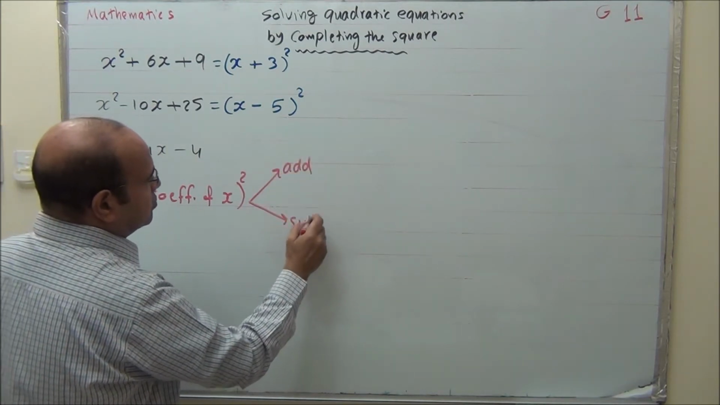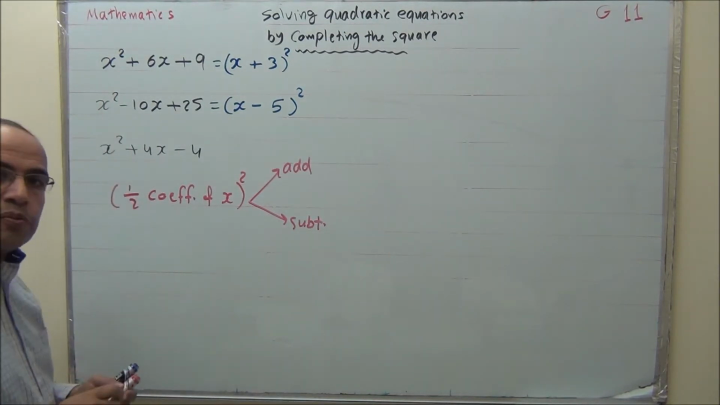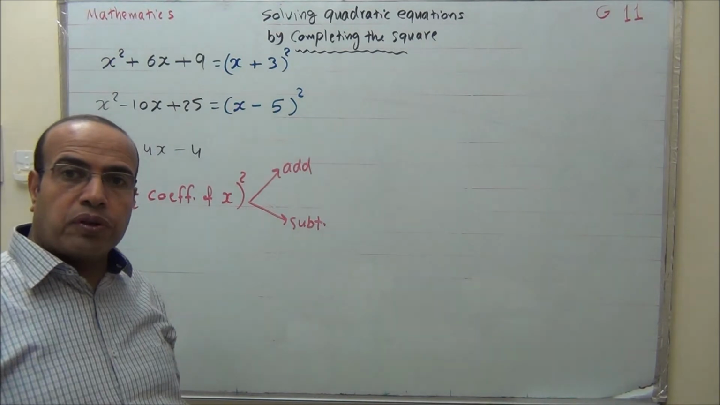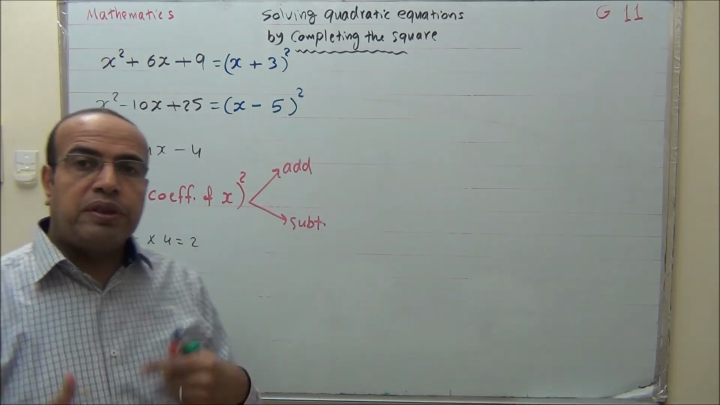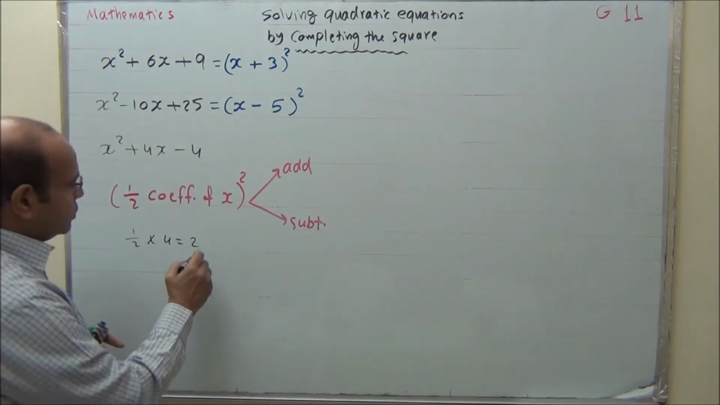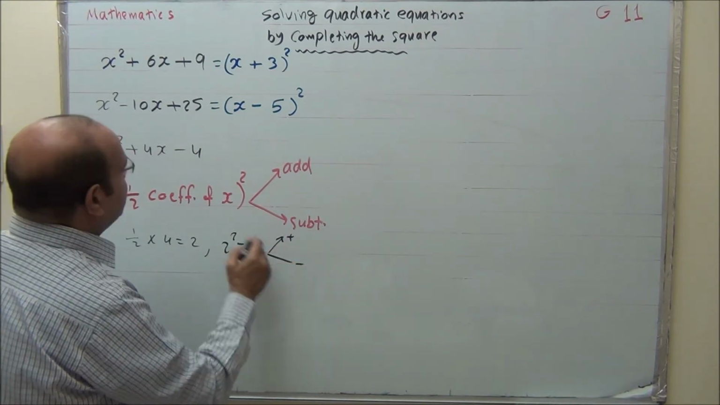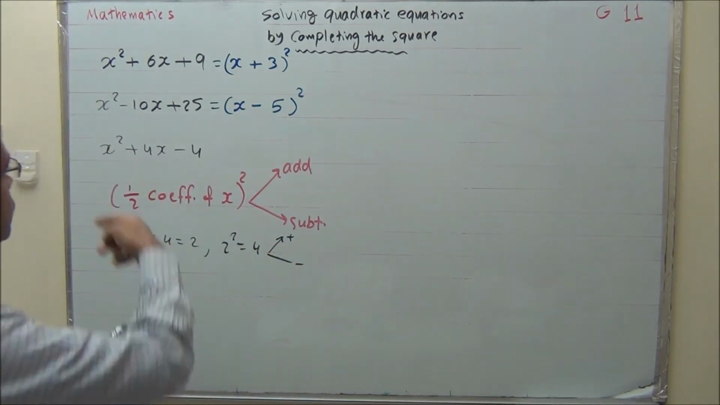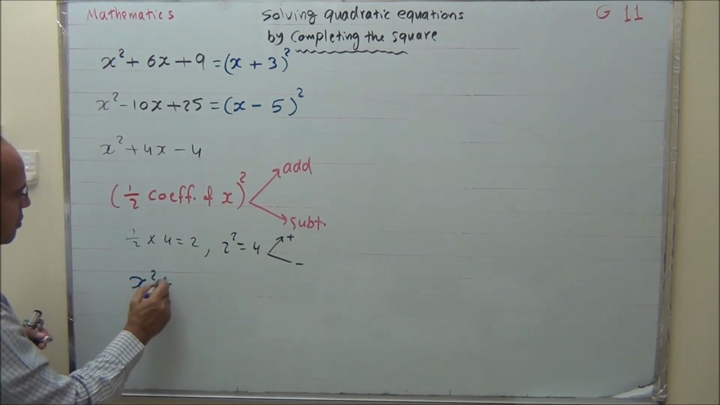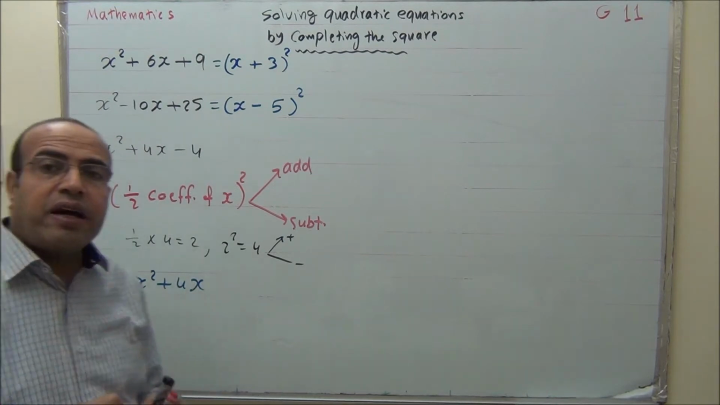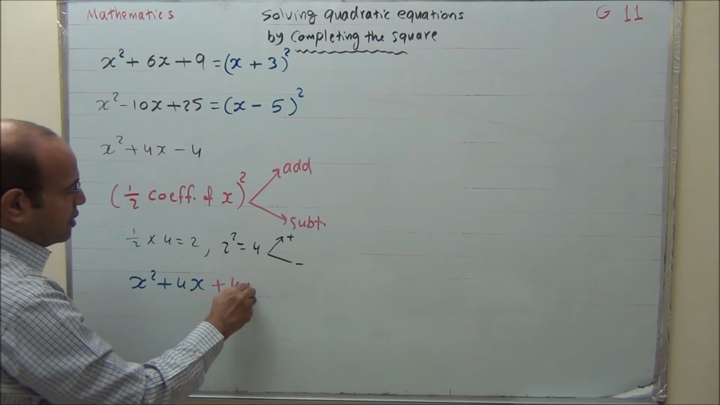Now, what is the coefficient of x in this expression? The coefficient of x is 4. So half multiplied by 4 equals 2. We take this 2 and square it. So 2 squared equals 4. Now this 4 we add it and subtract it to this expression. So we rewrite this expression as x squared plus 4x. After 4x we put the positive value, we put plus 4, and then minus 4.